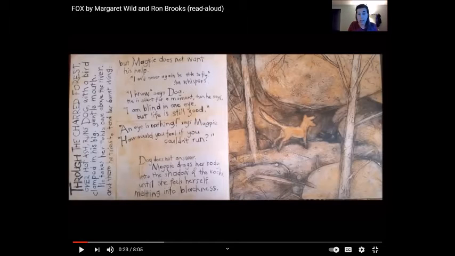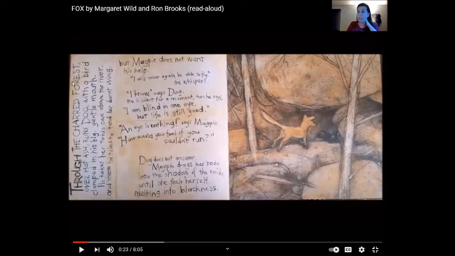So let's go ahead and look deeper into this text. I'm going to start reading some pieces of the story, and I want you to look for moments or details that might pop out to us as important.